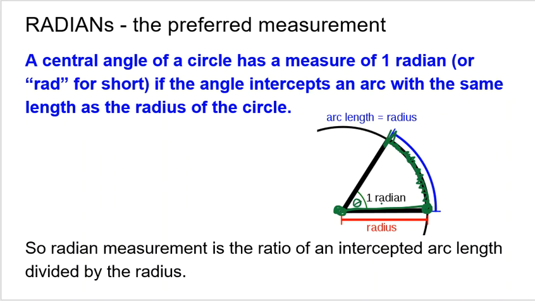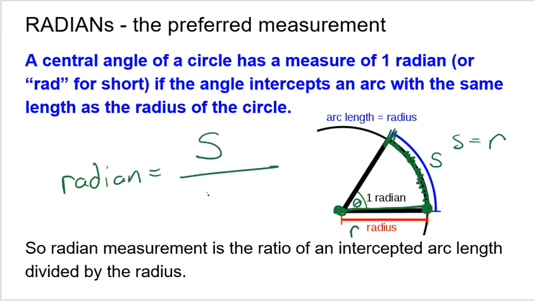A radian is the direct relationship between the arc length, which we typically call S, and the radius, which we typically call R. And when the arc length S equals the radius R, we officially have what is known as 1 full radian, or RAD for short. So radian measurement is simply the ratio of an intercepted arc length divided by the radius. So a radian measurement is the ratio of the intercepted arc that the angle creates divided by the radius.